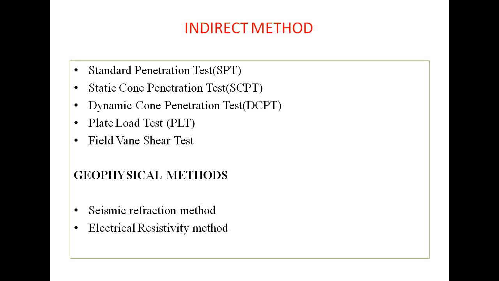The last method is the geophysical method. The most common geophysical methods are the seismic refraction method and the electrical resistivity method. The seismic refraction method is based on the fact that seismic waves have different velocities in different types of soil or rock. The electrical resistivity method is based on the measurement and recording of changes in the mean resistivity or apparent specific resistance of various soils.